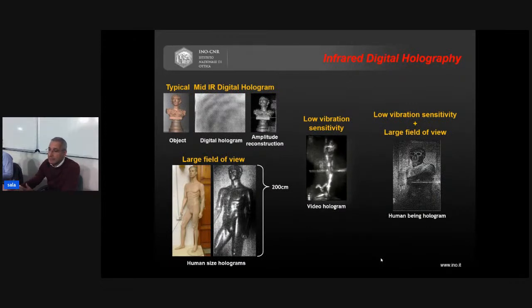And here are some examples of amplitude reconstructions obtained starting from infrared digital holograms. You can see very large human-sized samples like this mannequin, or even moving samples like this rotating small Perseo statue. And we have also a human being hologram, which can be easily recorded despite the unavoidable micro movements of a living body. And this is a much more complex task using visible radiation.